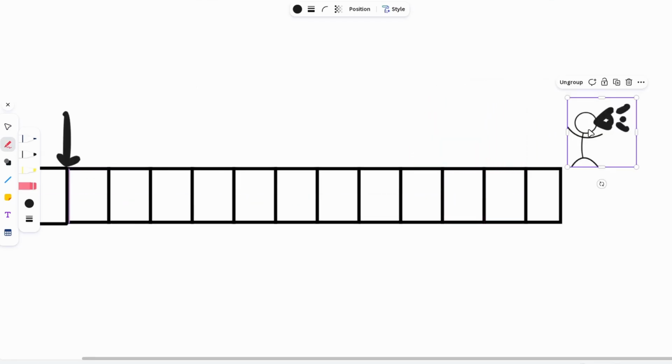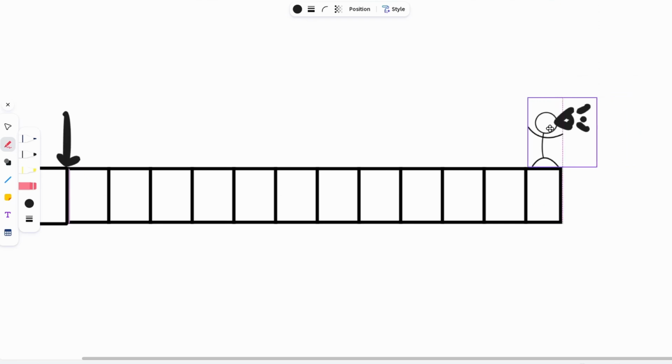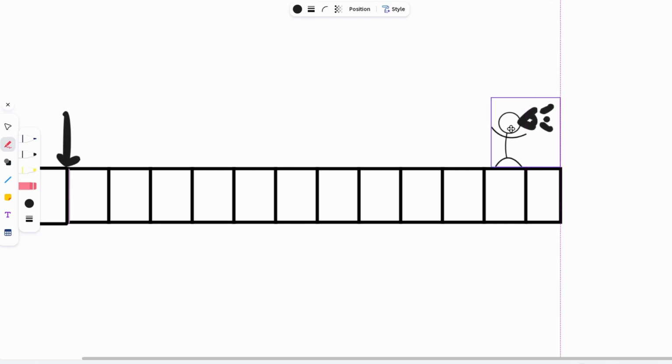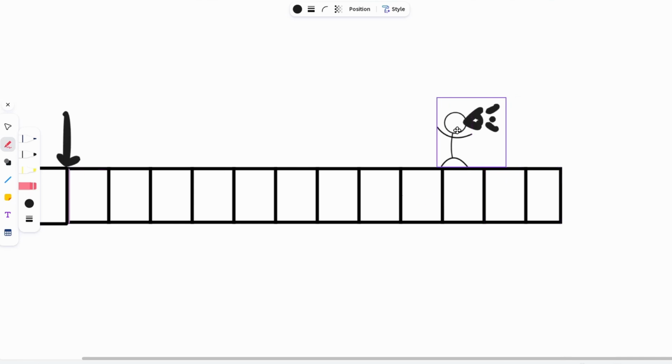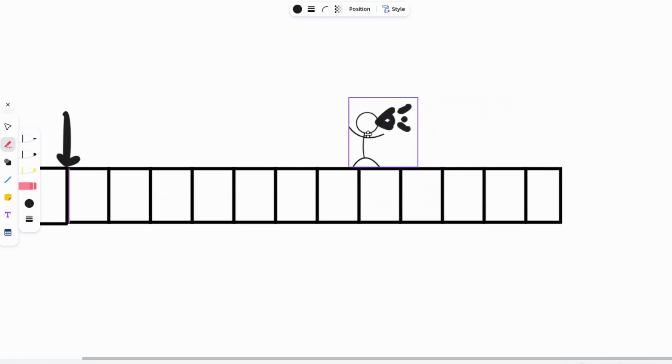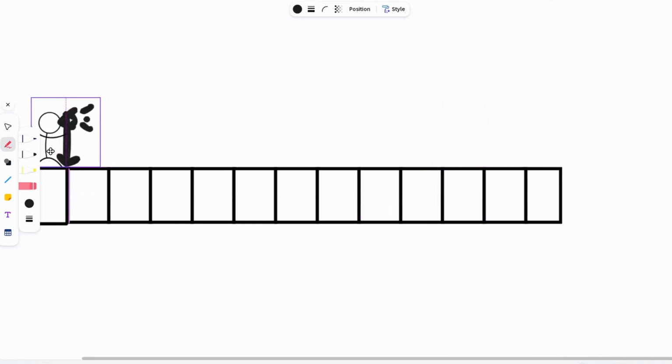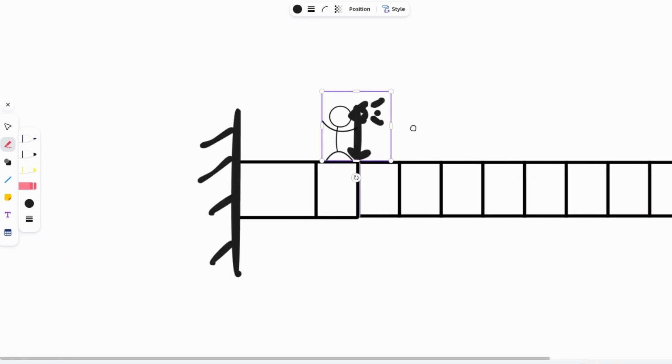Now starting from here, you enter the beam like this. Nothing. Move to the next element, still nothing. Move to the next element. You cannot see any forces at all. You finally move to the right of this force over here, and suddenly you can see this force.